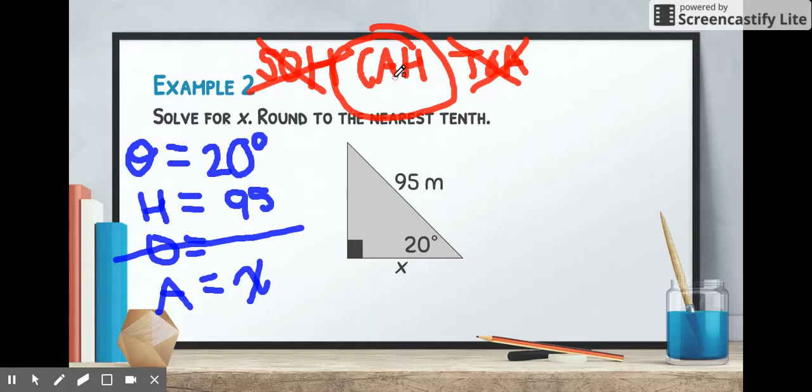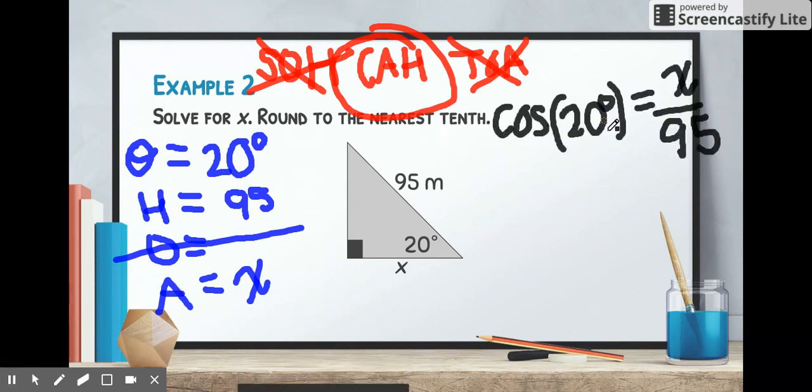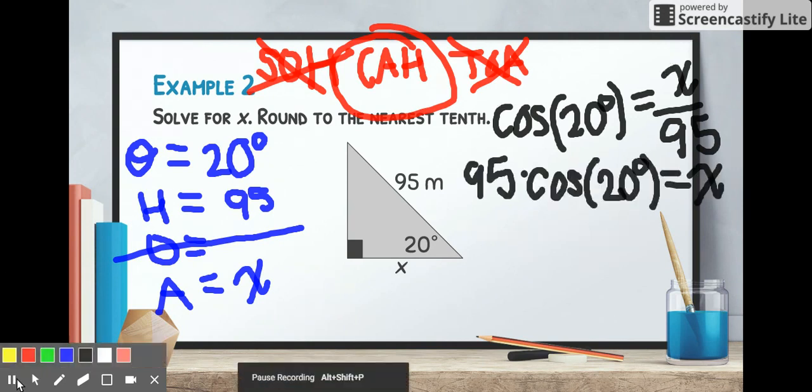So we're going to use cosine and put in the information that we know to solve for x. So we know that we have cosine of our reference angle, 20 degrees, and that's going to be the same number as x divided by 95. To isolate our variable, we're just going to multiply both sides by 95, which leaves us with 95 times cosine of 20 degrees equals x.